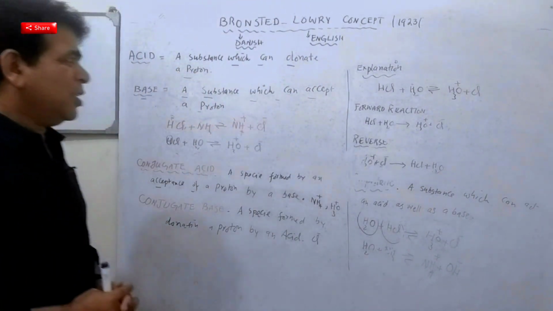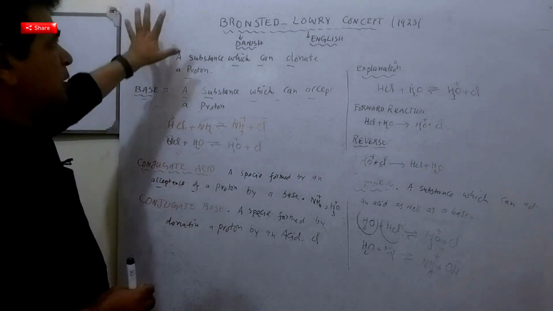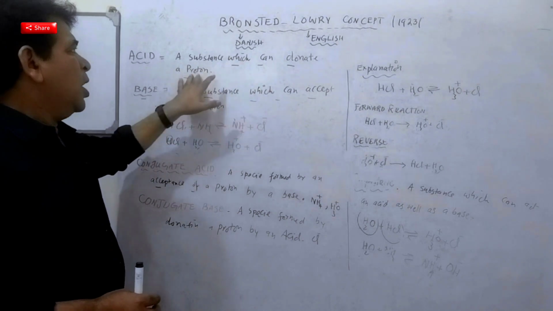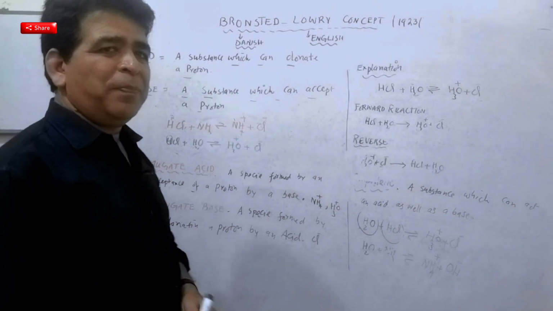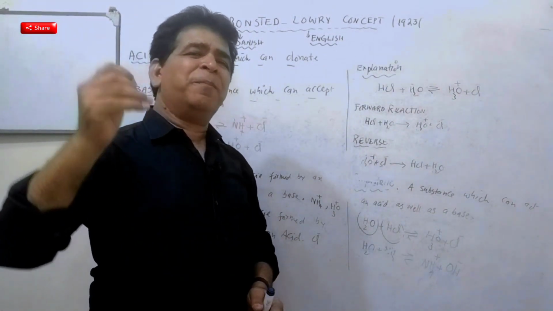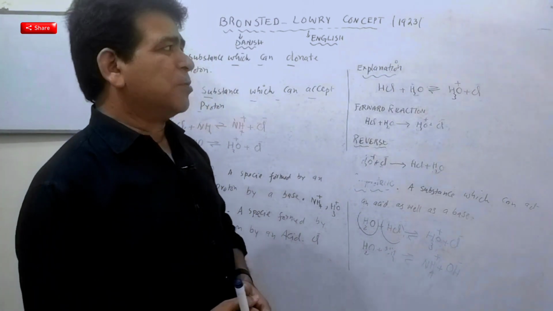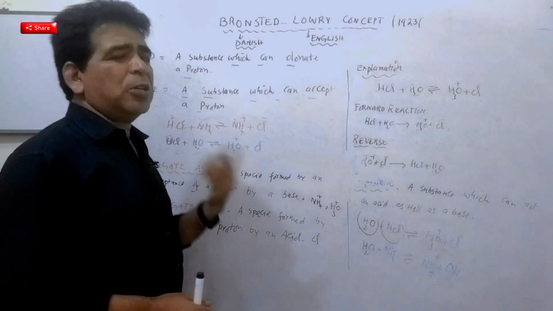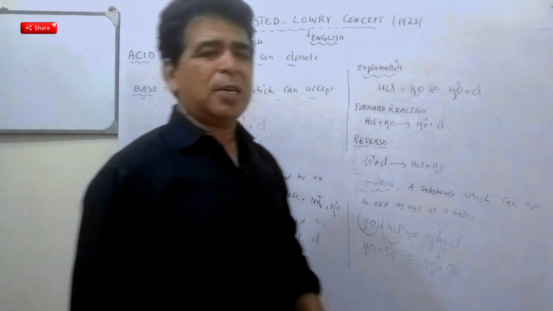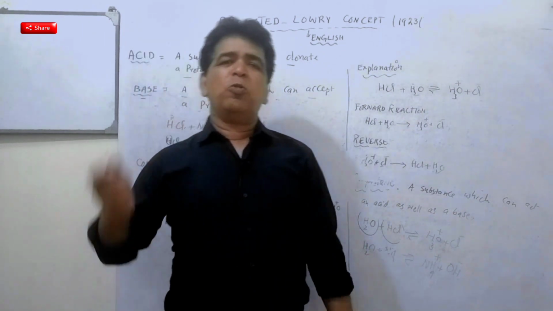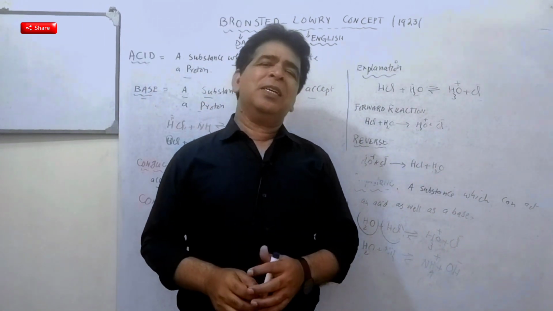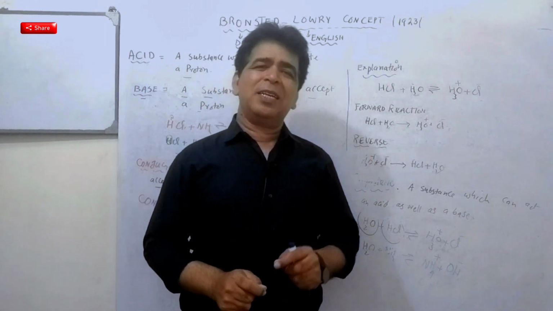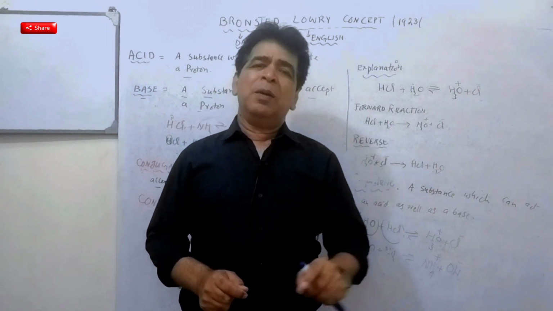The main definition, dear students, of the Bronsted-Lowry concept is: an acid is a substance which can donate a proton. It means an acid is a substance which can donate a proton to another substance, and a base is a substance which can accept a proton from another substance. It means to prove a Bronsted-Lowry acid and base, there should be two compounds. One compound must act as an acid and the other compound must act as a base.